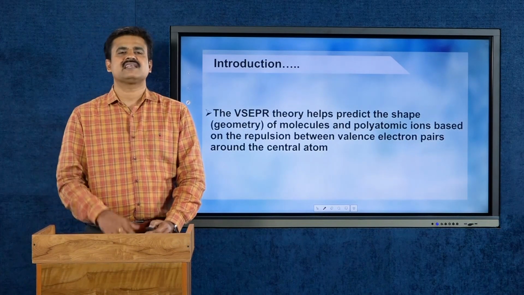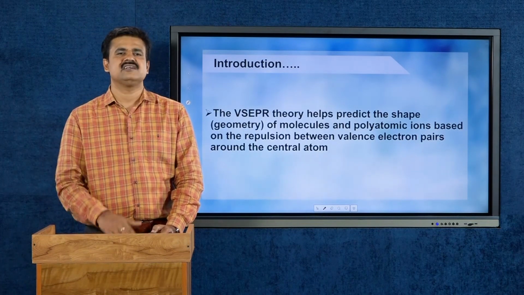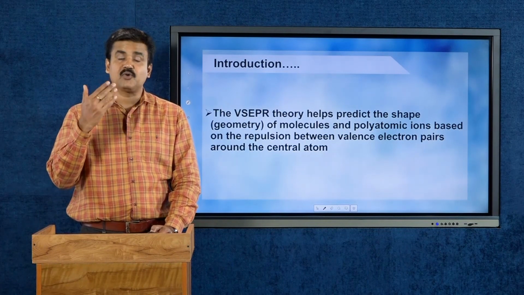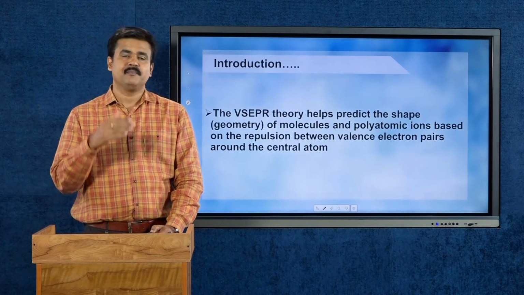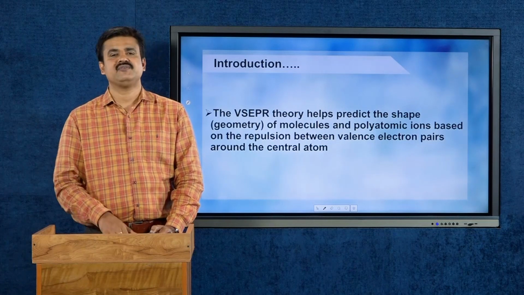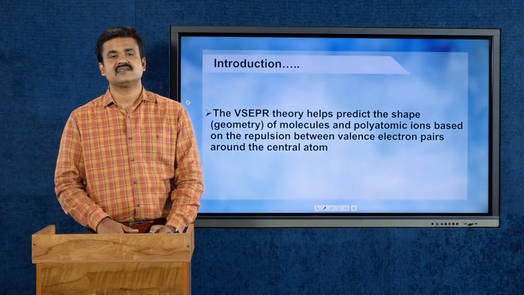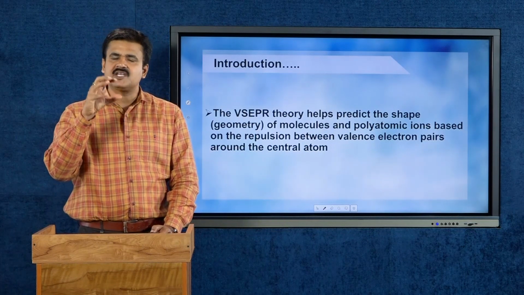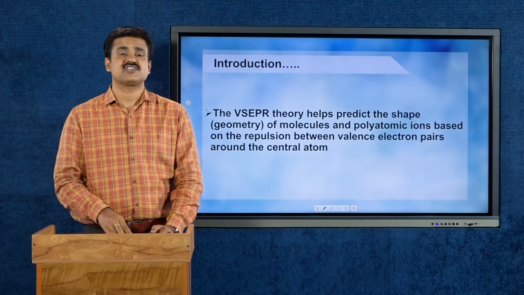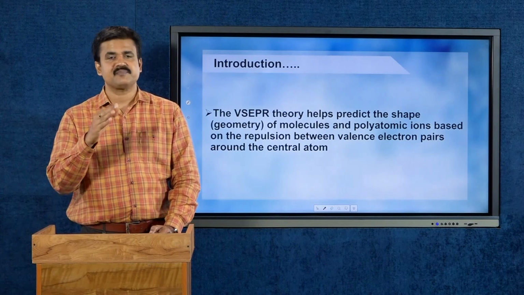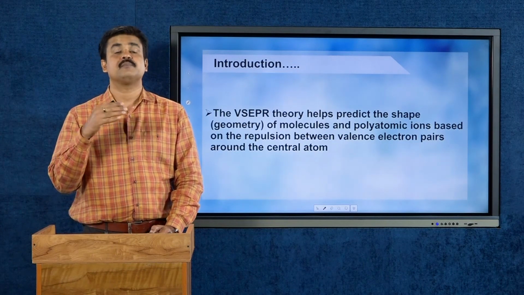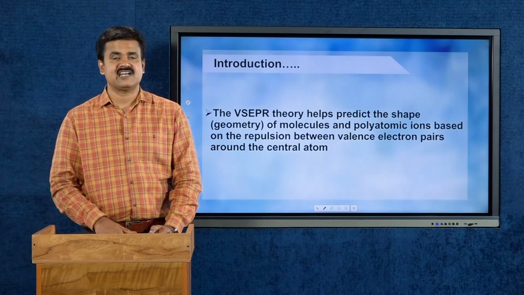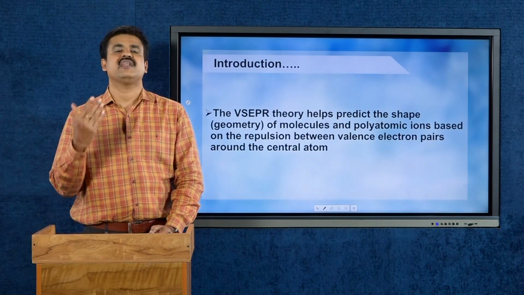The VSEPR theory helps predict the shape or geometry of molecules and polyatomic ions based on repulsion between valence electron pairs around the central atom. That is, the ultimate focus of the valence shell electron pair repulsion theory, or VSEPR theory, is the repulsion between valence electron pairs around the central atom in a molecule or an ion.